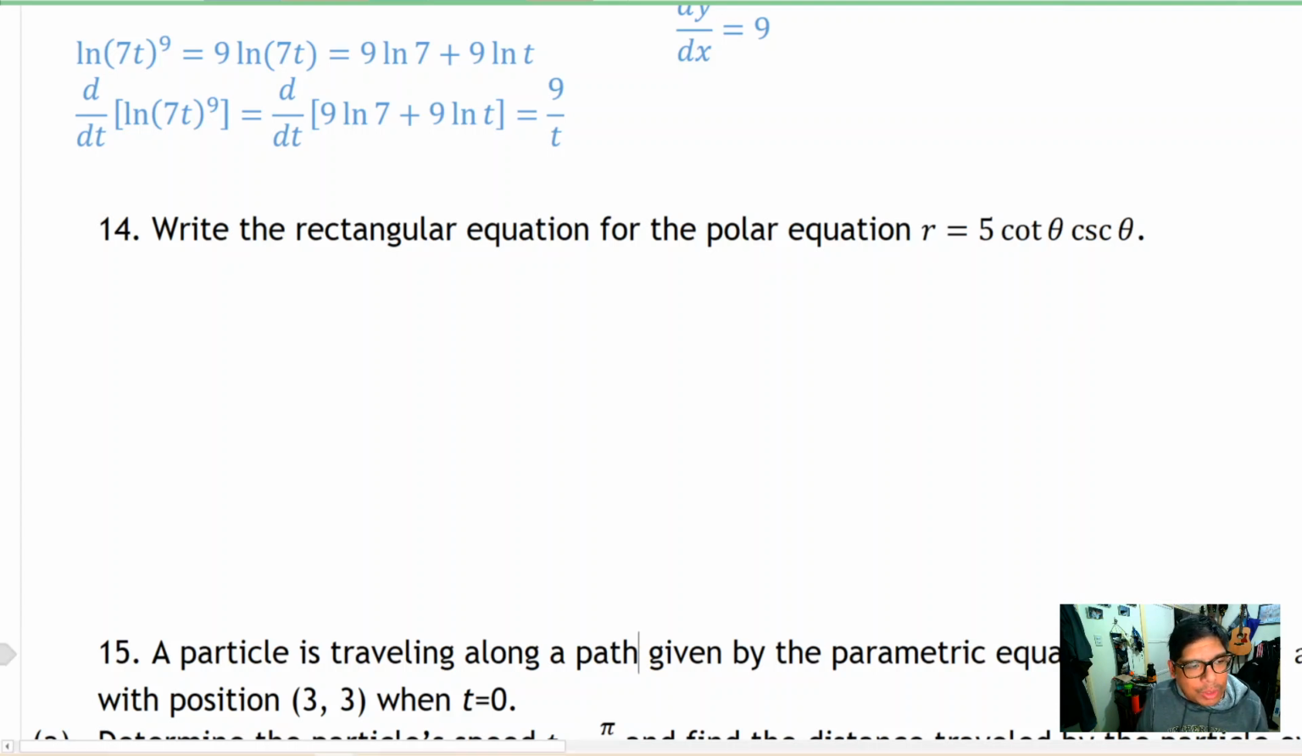So to do this one, let's start off by looking at our normal conversion from polar to rectangular. So x is r cosine theta and y is r sine theta. We're going to substitute now for r. We know that r is 5 cotangent cosecant.